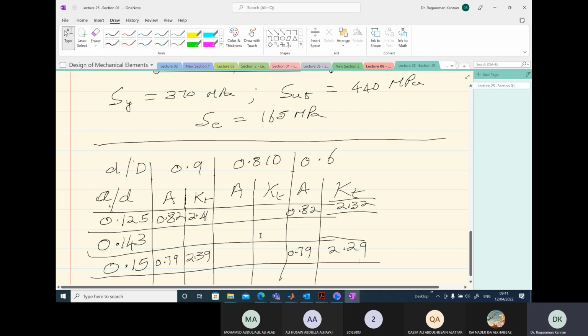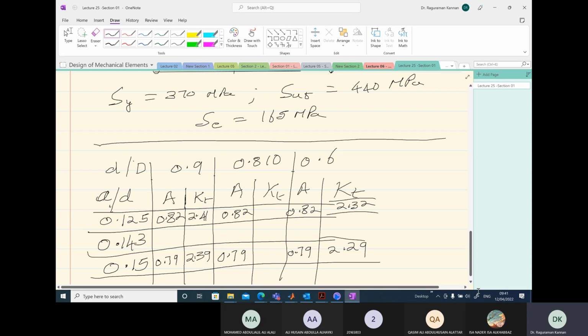So here and here. What we can see is for the A value horizontally, the value does not change between 0.9 and 0.6. So definitely it does not change for the case of 0.810 value. So straight away I can write 0.82 over here, and in this region also I can write 0.79 for A. So it simplifies our situation, at least for A. But we need to calculate for 0.143, and therefore I need to find the interpolated value.